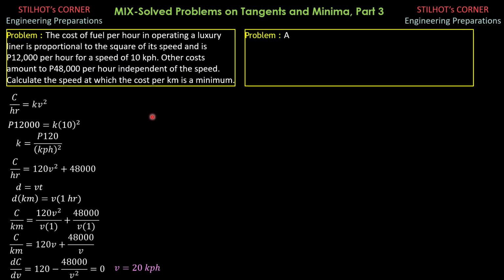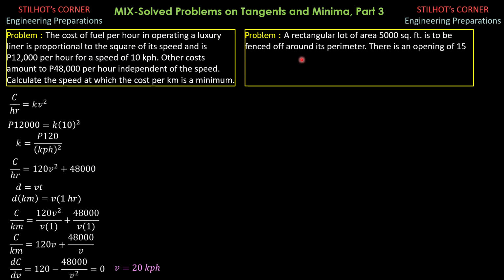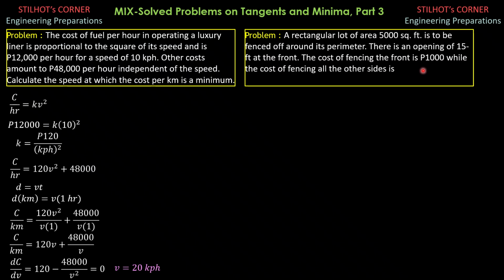For the next problem, a rectangular lot of area 5,000 square feet is to be fenced off around its perimeter. There is an opening of 15 feet at the front. The cost of fencing the front is 1,000 pesos, while the cost of fencing all other sides is 600 pesos per foot. If the length is twice the width, find the lowest cost of fencing.